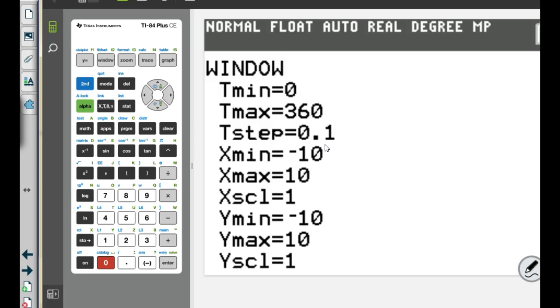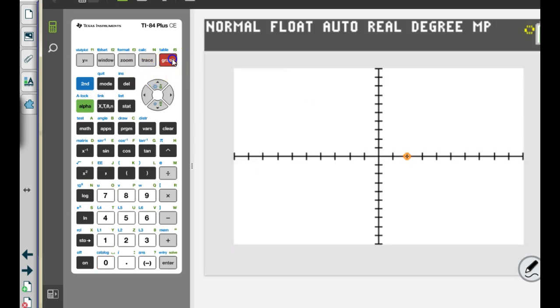If I said count from 0 to 360, you could count by 1s. I would even count by 10s, maybe. So put a step of 10 in. Again, this is not going to be on a quiz. Now hit graph and see what happens.